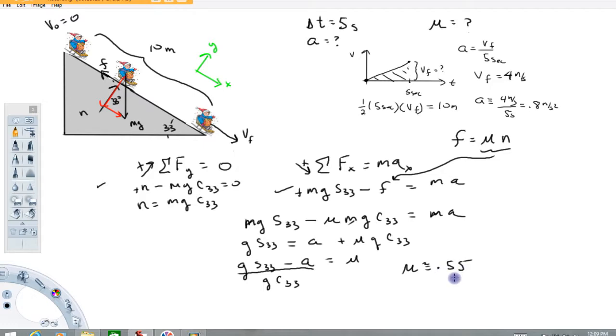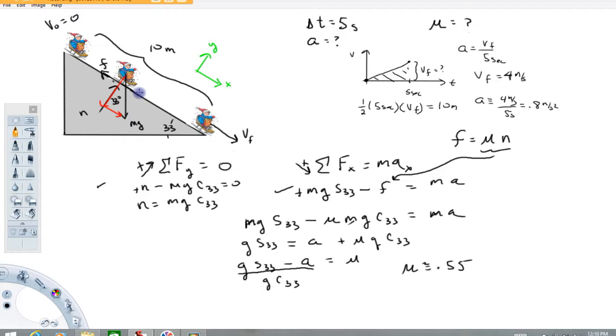So what this means, it doesn't mean that the frictional coefficient is 0.55 everywhere. Conceivably that frictional coefficient varies along this location. That's pretty common. What it means is the average frictional coefficient between the sled and this surface is 0.55. Some parts of the trip maybe it's a little higher, some parts it's a little lower.